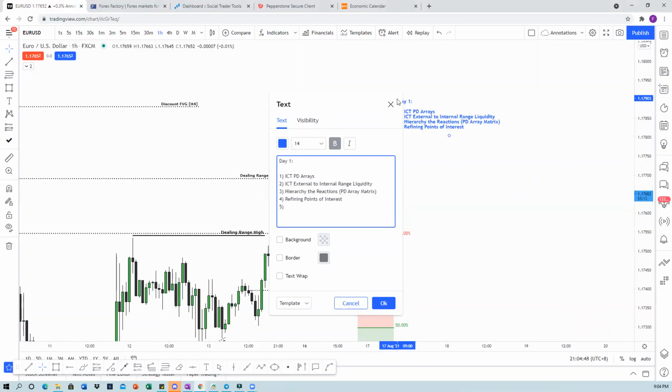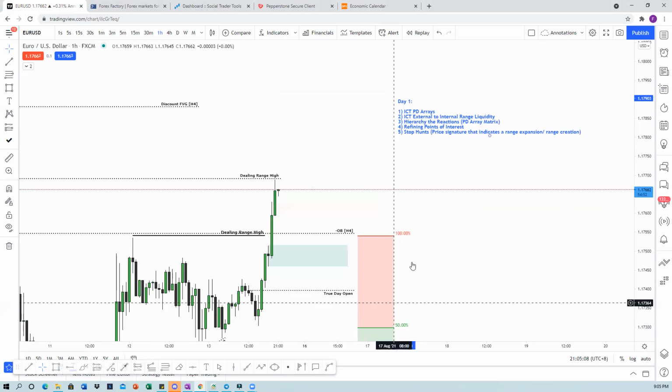And finally, we have stop hunts, which is what? A price signature that indicates a range expansion or range creation. Okay, that's what we are going to be going through today.